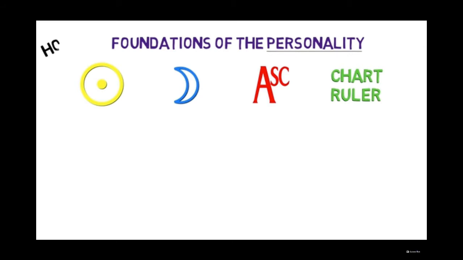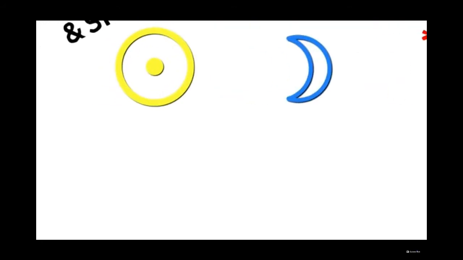Essentially, we are looking for the house and sign position of these 4 components, except for the ascendant, which only shows the sign, but we'll get to this later. Let's start with your sun and moon.